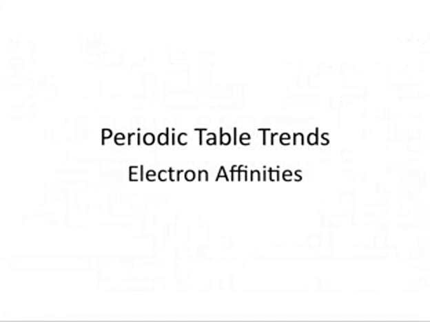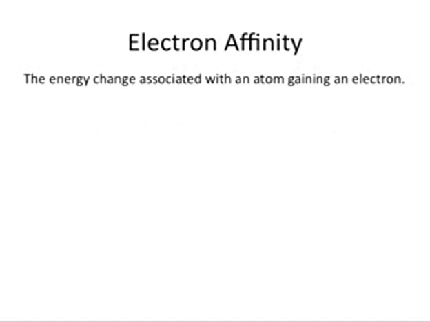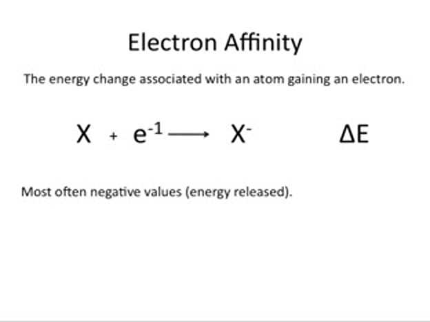This tutorial is on electron affinity. The electron affinity is the energy change associated with an atom gaining an electron, and in most cases we're talking about a neutral atom gaining an electron. Most often electron affinities are negative values, meaning that energy is released in this process. However, there are some exceptions to this rule, where the electron affinity is a positive value.